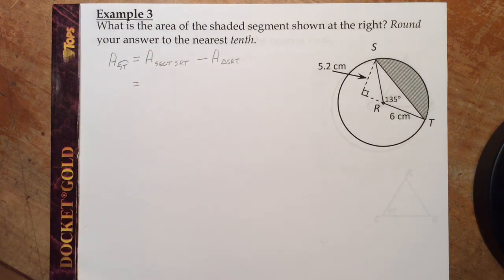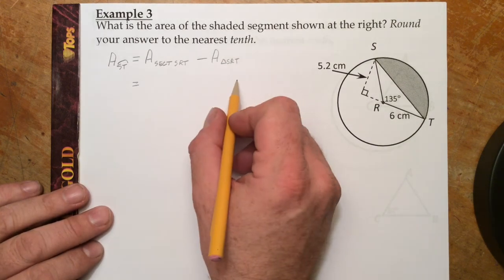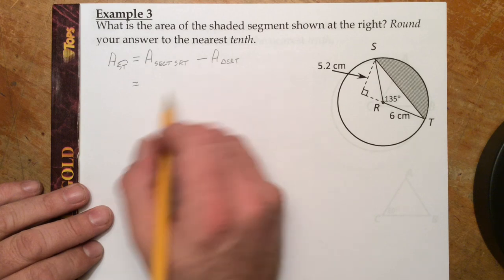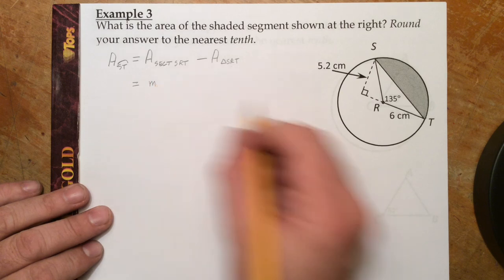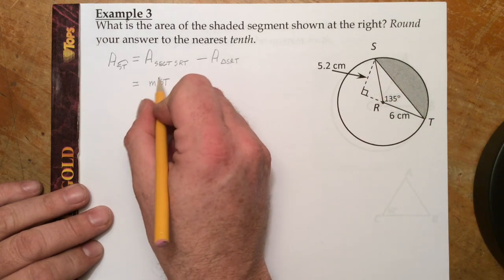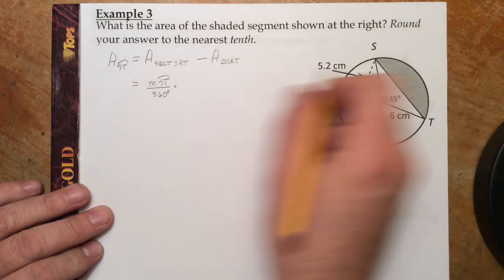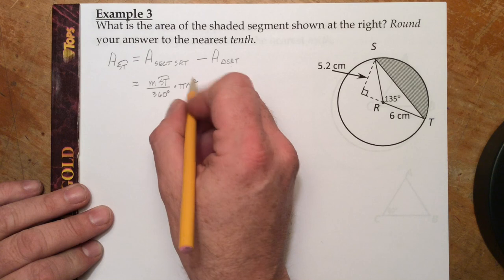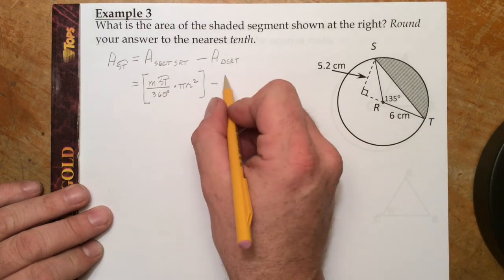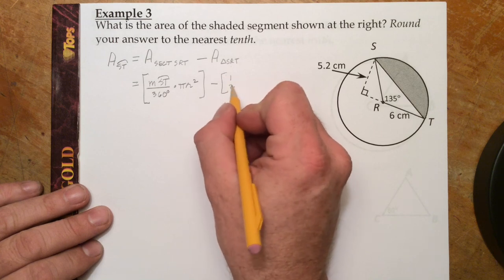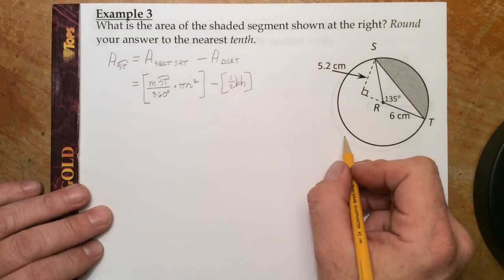So let's go ahead and figure out what the formula is using the sector and the triangle. The area of a sector, again, the formula is the measure of the arc, which is ST, over 360 degrees, times the area of the entire circle, pi r squared, minus the area of the triangle. And the area of a triangle is 1/2 base times height.